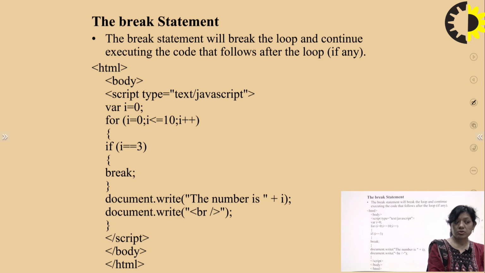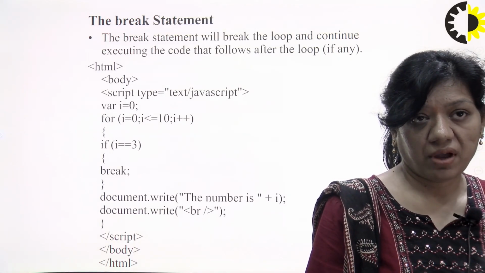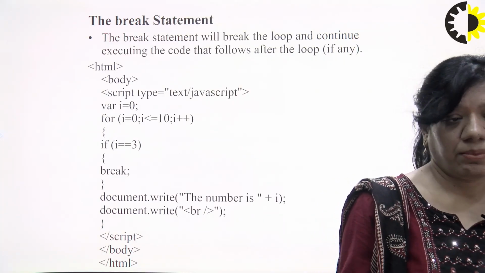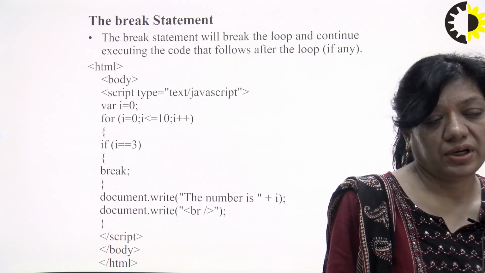And when 3 is equals to 3, we will break the loop and continue execution. So the output would become 0, 1, 2, 3. And I have written document.write BR. When we write a new line, the loop will enter the new line, break, and then the closing of the script tag and body tag.